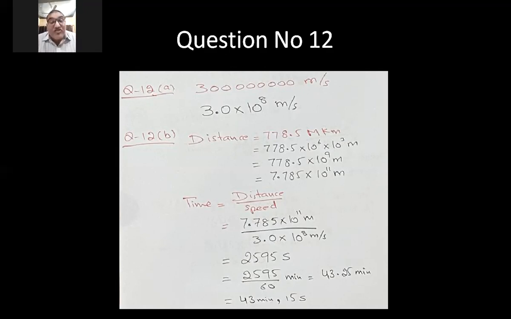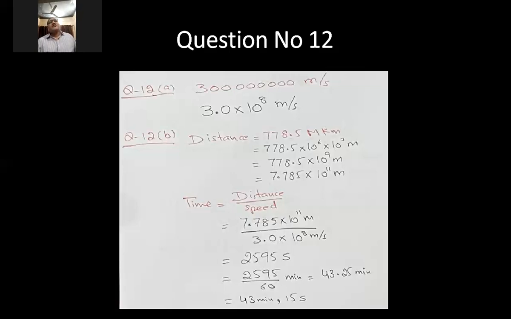Question number 12 and its B part, or the second part, is: given that the mean distance from the sun to the Jupiter is 778.5 million kilometers, find the time taken in minutes and seconds for light to travel from the sun to the Jupiter. So the speed of the light is given in meters per second. The distance is given to us in million kilometers.